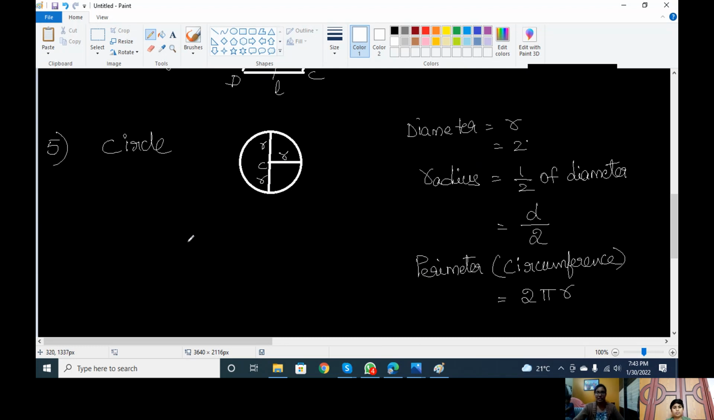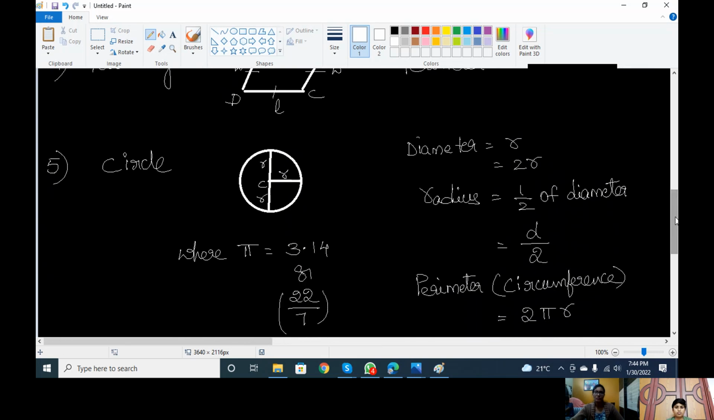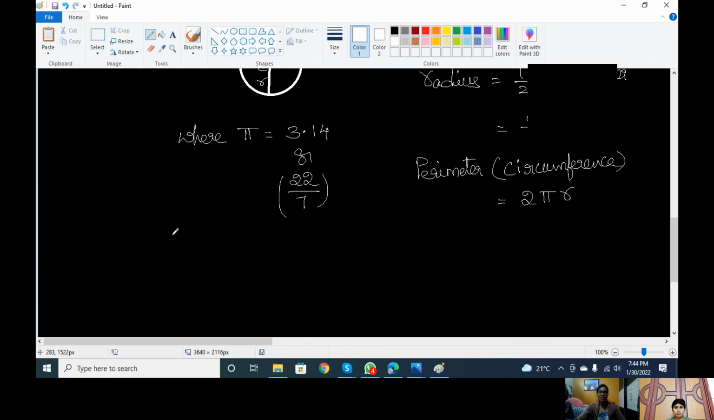If you want to put the pi value in decimal, it is considered as 3.14. Or else if you want to take it as a fraction, we can consider it as 22 over 7. This is the pi value. If you want to take it as a decimal, you can use this, or if you want a fraction, you can use this. So this is the topic about perimeter of figures, perimeter of polygons and perimeter of a curved surface.